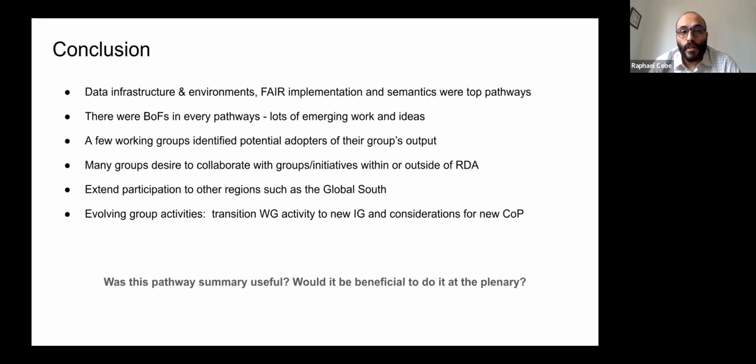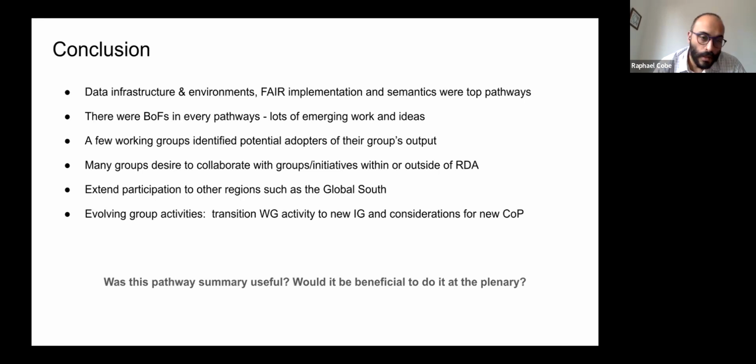Okay, so I'm going to jump into the conclusions because we only have about 4 minutes. Just to outline some of those, there were BOFs in every pathway. This is a very important thing, because it could spawn new working groups and interest groups and introduce subjects that haven't been much discussed within RDA. A few working groups identified potential adopters of their outputs. So this is also something very important.